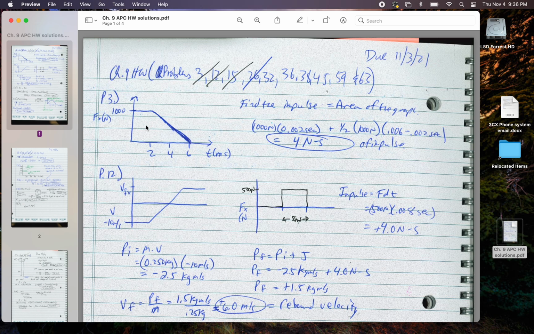So the impulse is simply the summation of the force in time, so it would be an integral, which is the area of the graph. So I just got the area of this graph, and I got 4 Newton seconds of impulse.